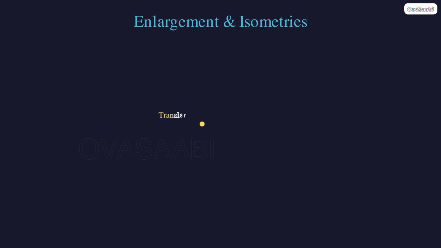When a football moves across the pitch, it translates. When it bounces off a wall, it reflects. When it spins, it rotates. Today we explore transformations using matrices.